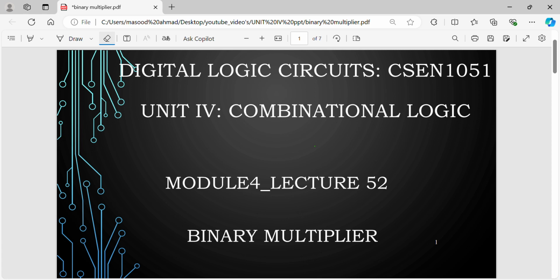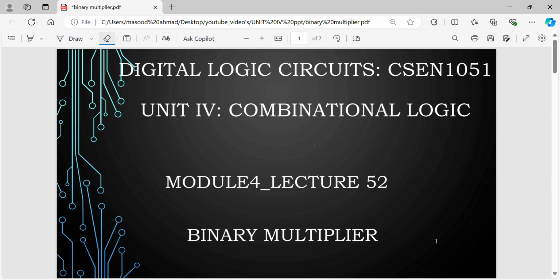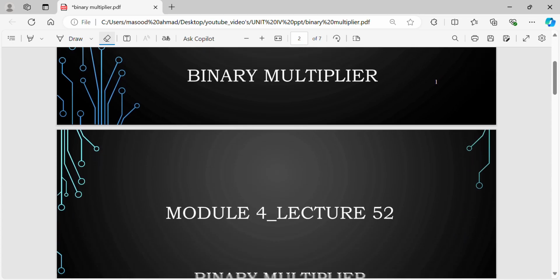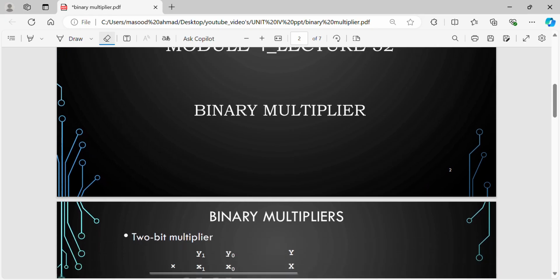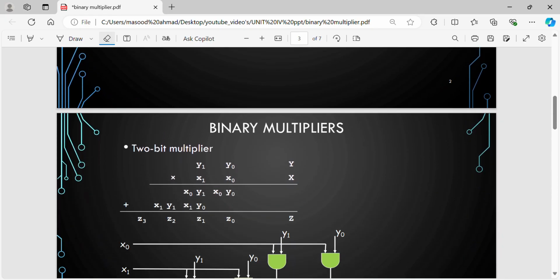My dear students, now we are going to look at binary multiplier, module 4, lecture 52. Here we are going to see the simple multiplication process. It's a very simple process. Let's say I have a 2-bit multiplier.